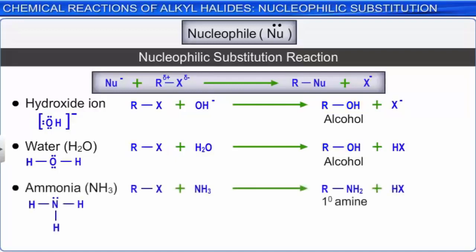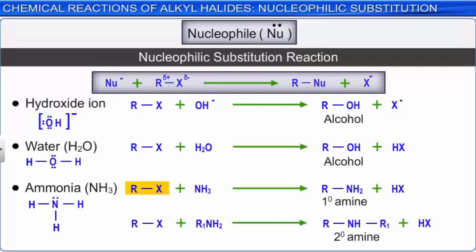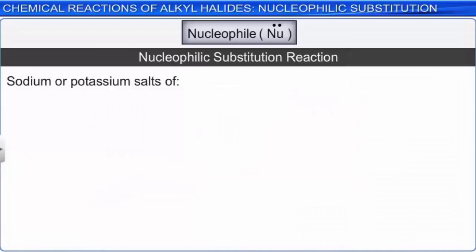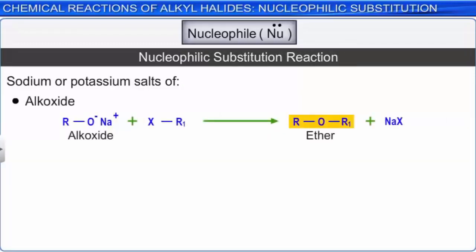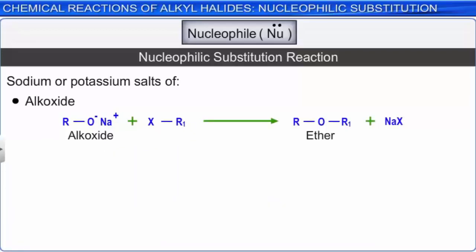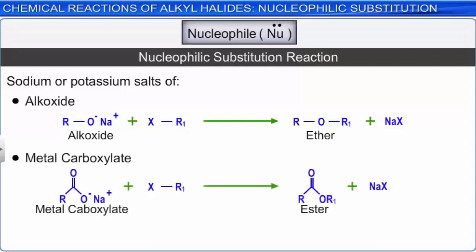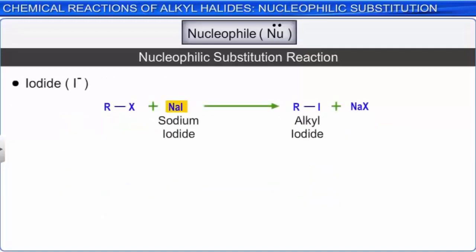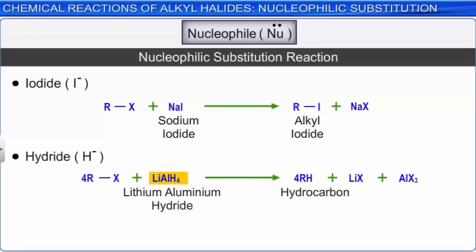Ammonia and substituted amines are used to convert alkyl halides into amines. Note the lone pairs on each formula. Sodium or potassium salts of alkoxides can be used to make ethers from alkyl halides. Sodium or potassium salts of carboxylates can be used to make esters from alkyl halides. Sodium iodide can be used to make alkyl iodides from alkyl halides. Lithium aluminium hydride can be used to convert alkyl halides into hydrocarbons.